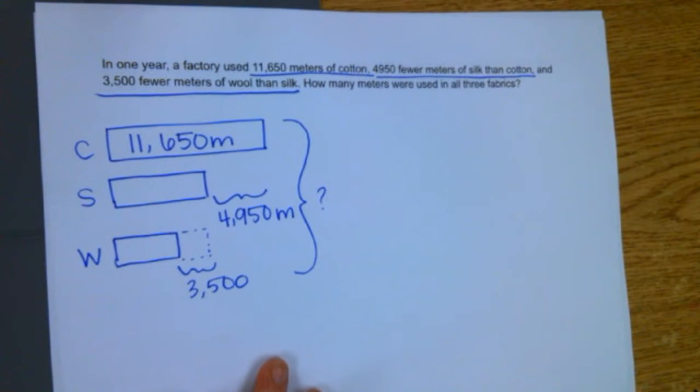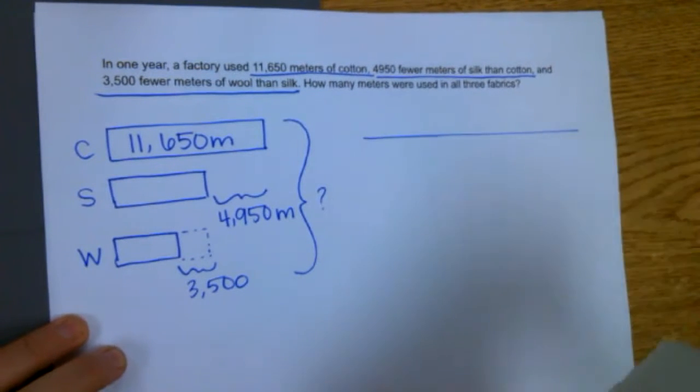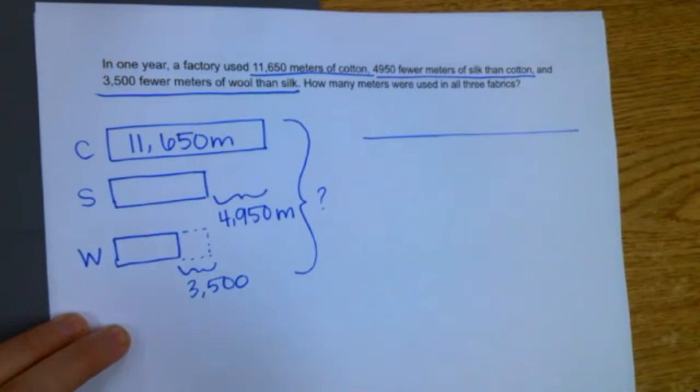Wow, those are some fantastic ideas. We could definitely use the disk model. We could use the standard algorithm for subtraction. We could use a place value chart, and that's what I'm going to choose to do today. So we're going to start by drawing a place value chart that will help us figure out how much silk we have.